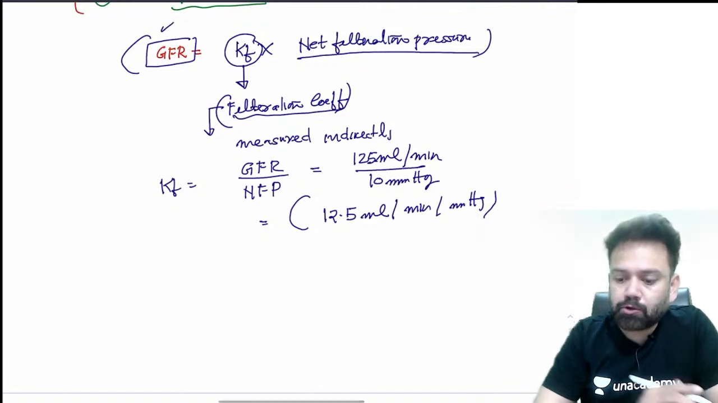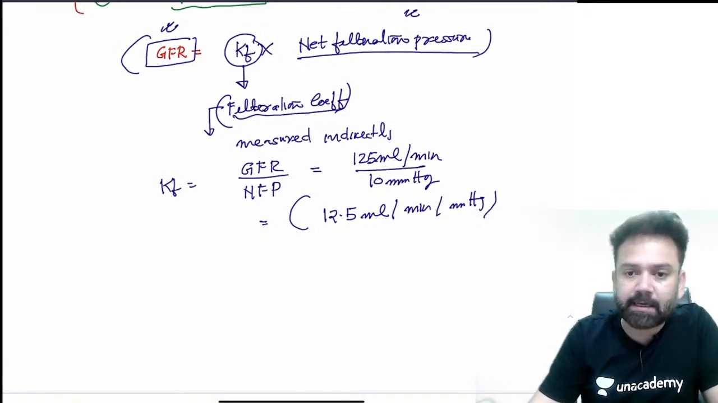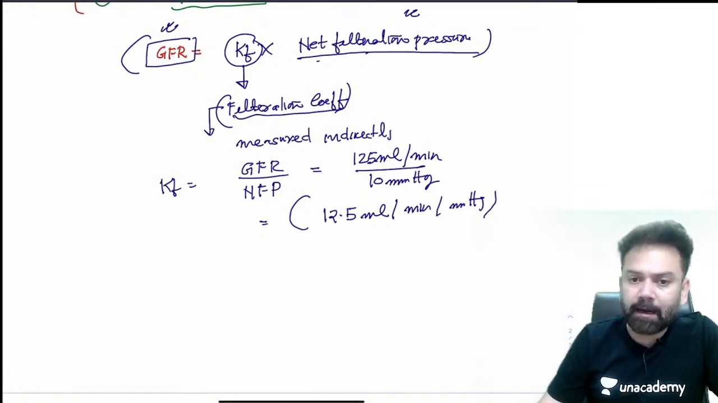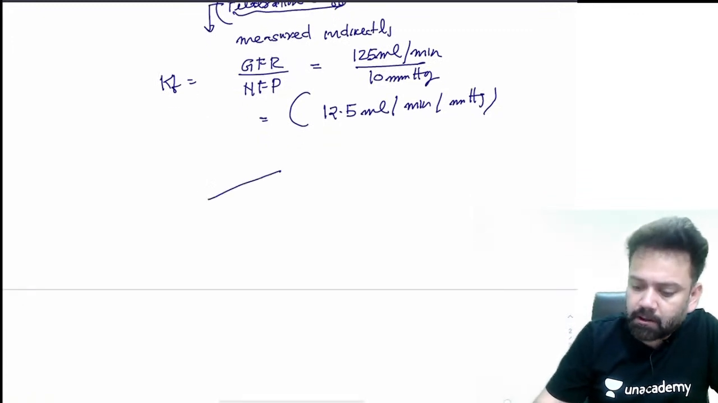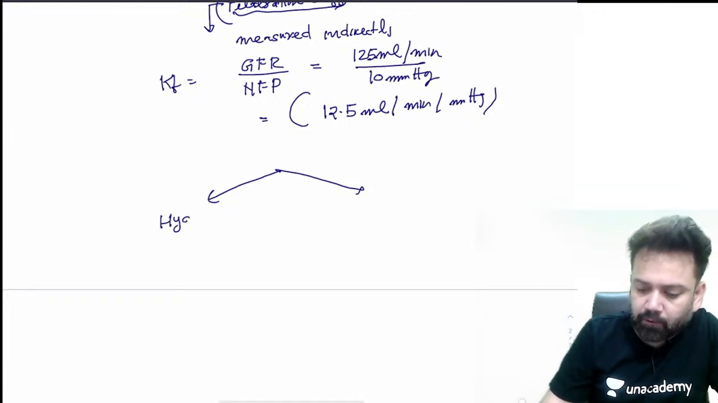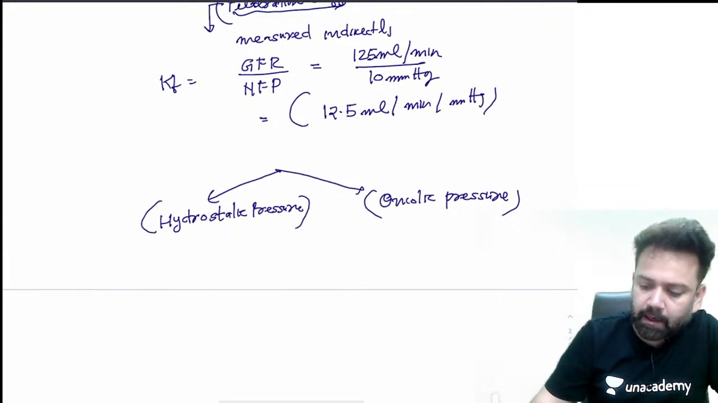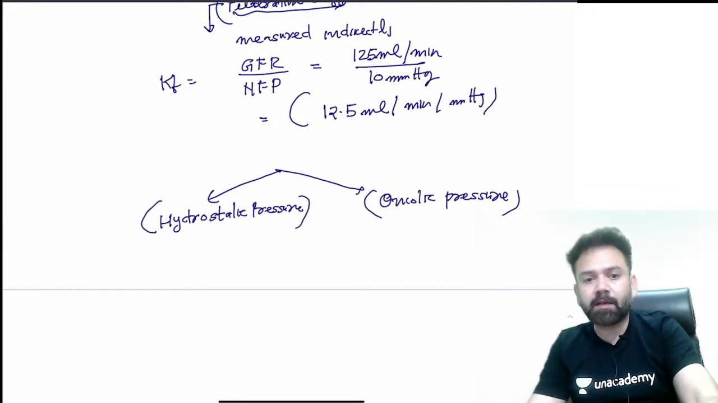Okay, so GFR you know, and NFP is calculated by 2 forces. Before entering into the net filtration pressure, let me discuss the 2 different pressures. There are 2 types of forces. One is called hydrostatic force or pressure. So what is the difference between hydrostatic pressure and oncotic pressure? What is the major difference? This will be discussed everywhere, in edema, in the kidney, everywhere.